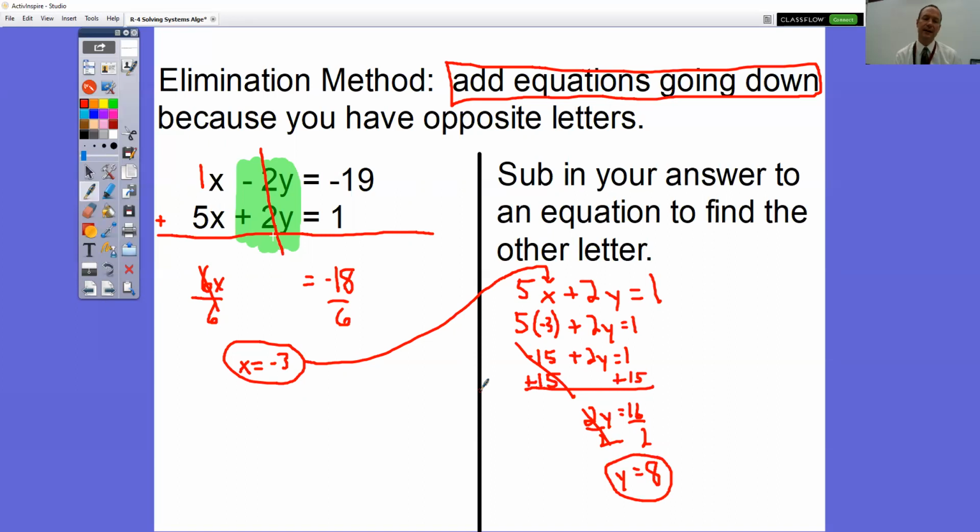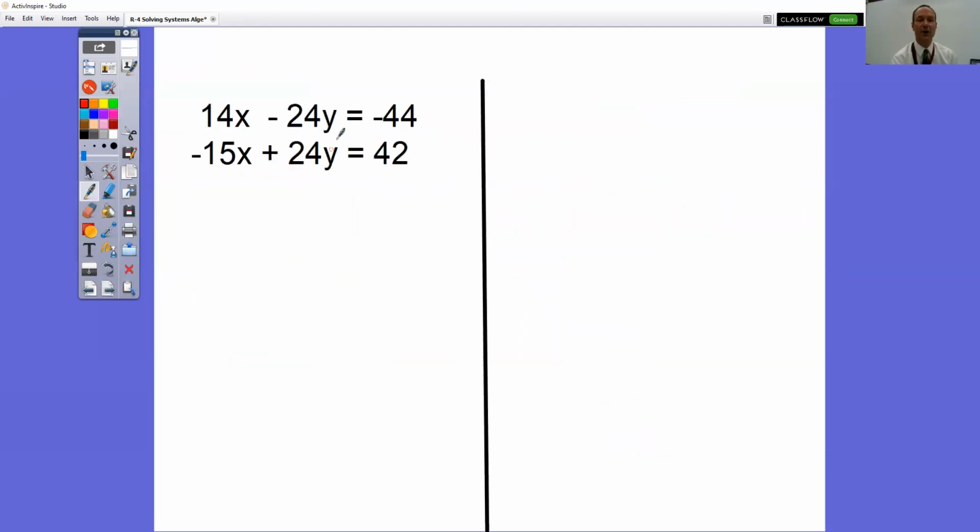So again, what we did in this type of question was we had opposites here to begin with. We had a negative 2y and a positive 2y. All you want to do is add going down so that these cancel out. So add your x's, add your plain numbers, solve that one-step equation to get your answer, and then sub it in. Again, I'm going to give you about a minute and a half. Go ahead and try this one on your own.